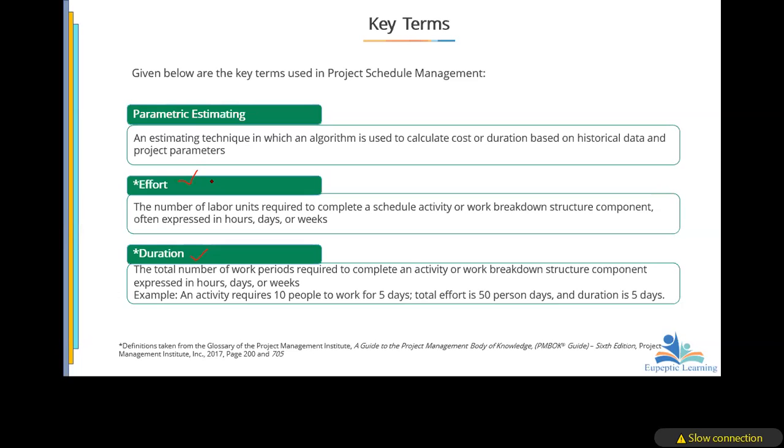Is that not it? Exactly. You see? So you can say that it is 5 person hours. The person here is talking about the number of people who do it, and then the duration, which is 1 hour. So effort is the number of labor units required to complete a scheduled activity or work breakdown structure component, often expressed in hours, days, or weeks.